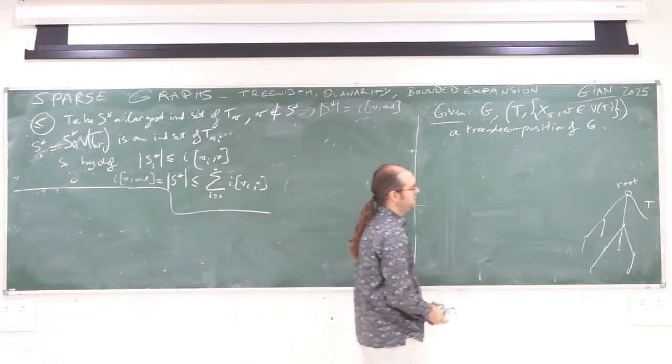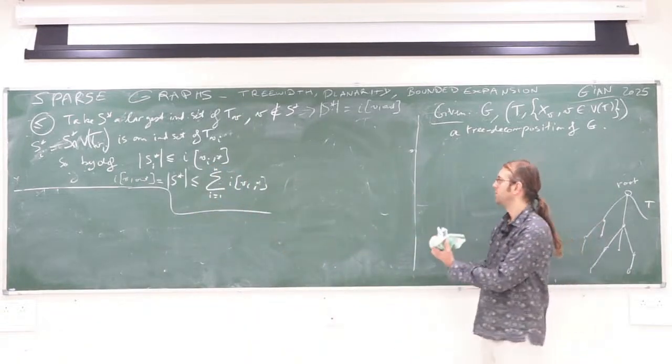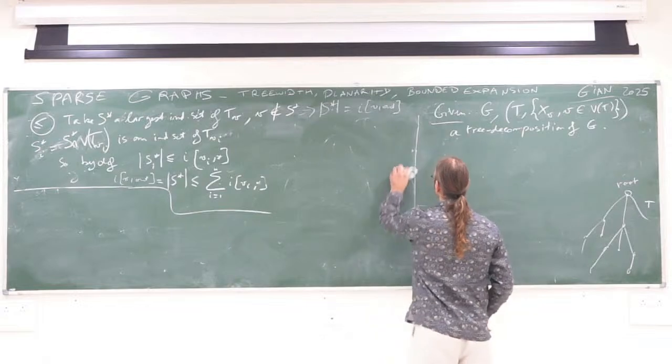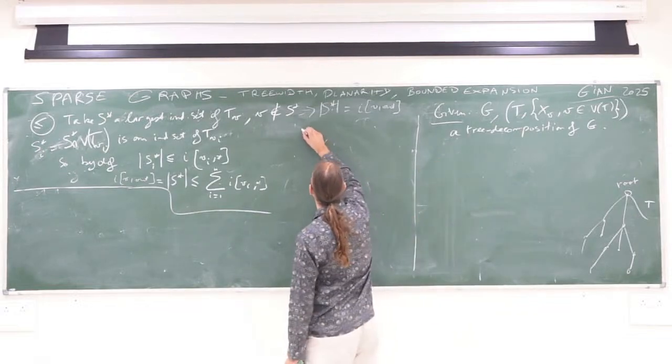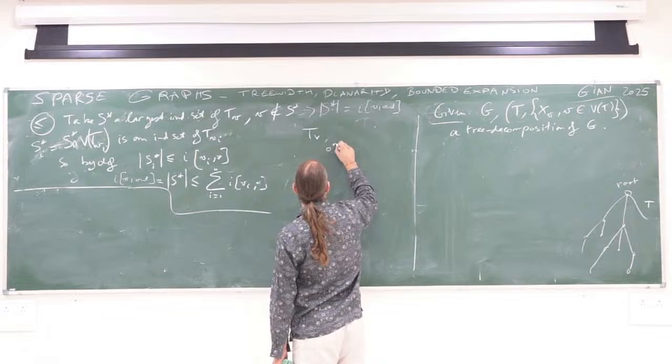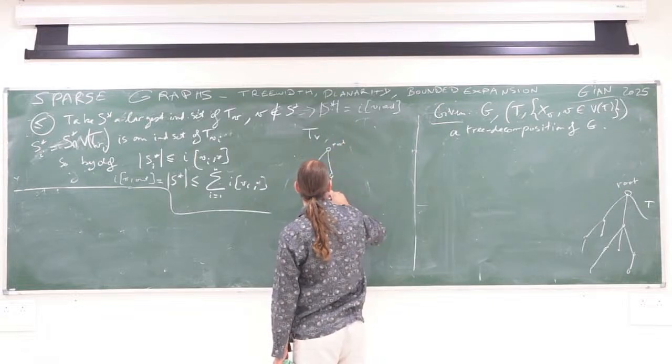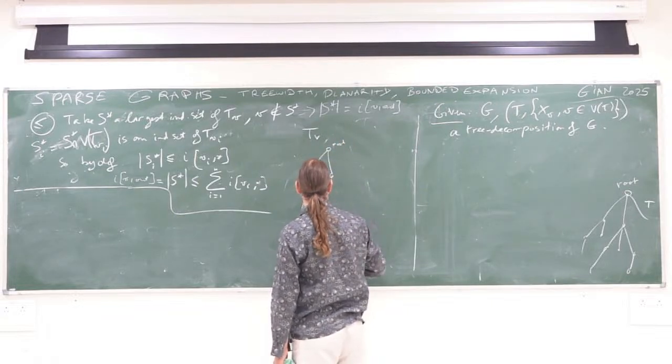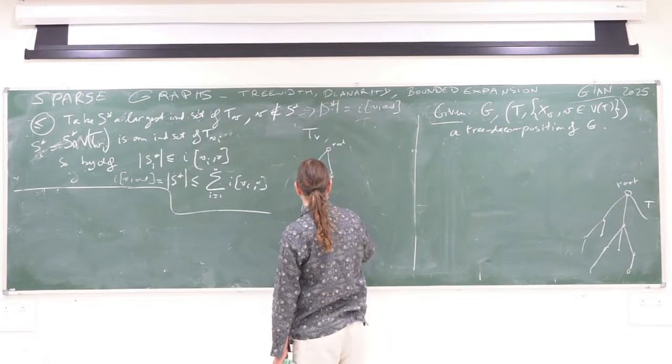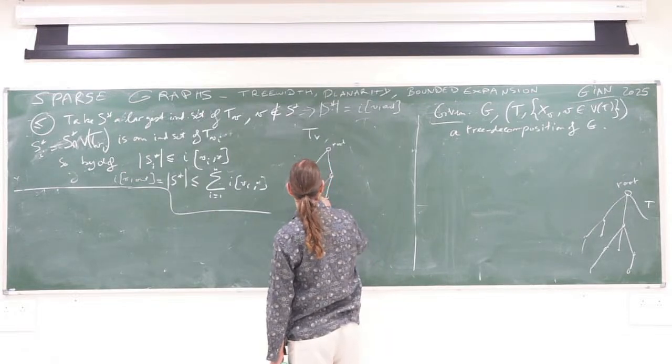So as before, T_V for a node V will be the subtree rooted at V. This is the tree of the tree decomposition. This is T_V.